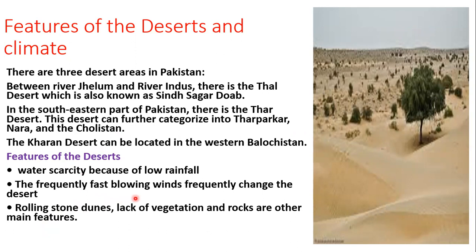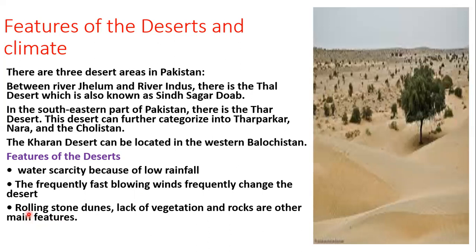Fast-blowing winds frequently blow, and they reshape the surface. Sometimes when people travel, they find a sand heap on one side, but a moment later a strong wind blows and the entire sand shifts to other regions. That is why it is said that to be lost in the wilderness means to be lost in the desert. Clear? It is very challenging.